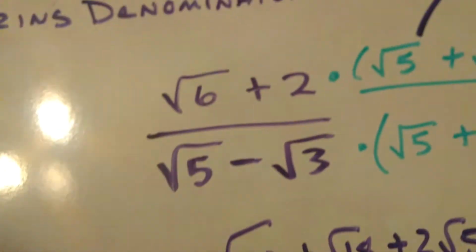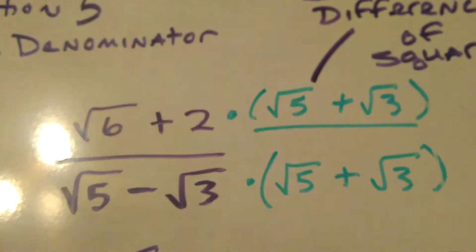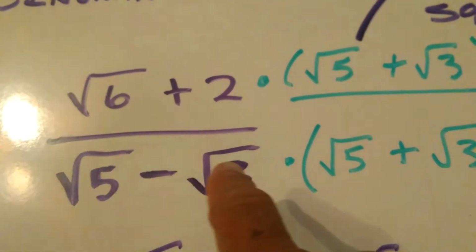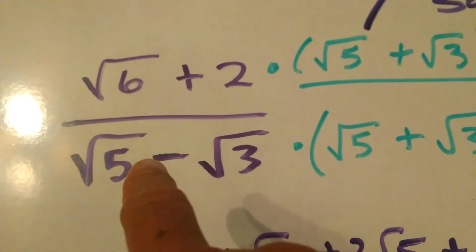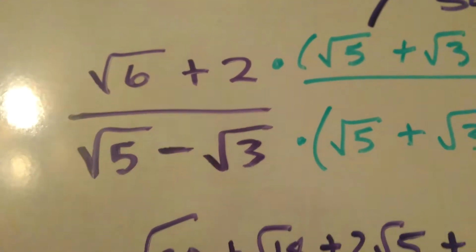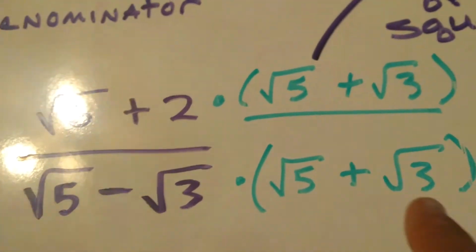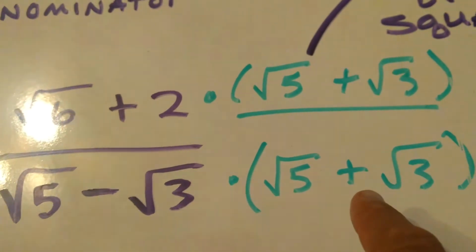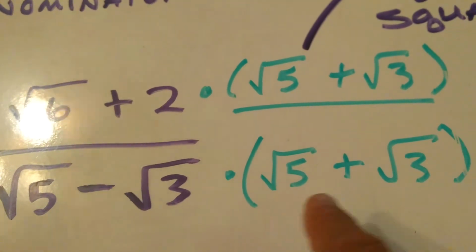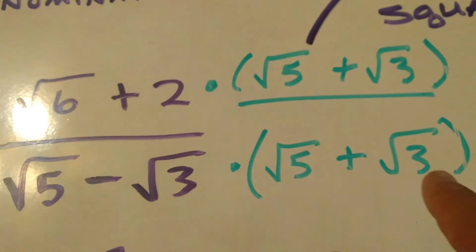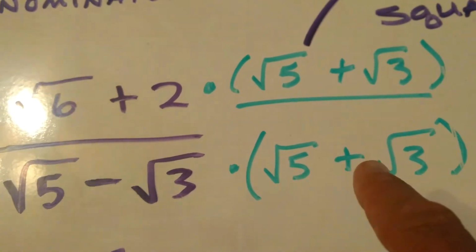If I come over here and look at this, in this particular problem, the denominator has 2 radicals being subtracted, the difference of 2 radicals. I can have the sum of 2 radicals as well. Well, all we do is we multiply what's called the conjugate. And all the conjugate is the same first term, same last term, opposite sign.